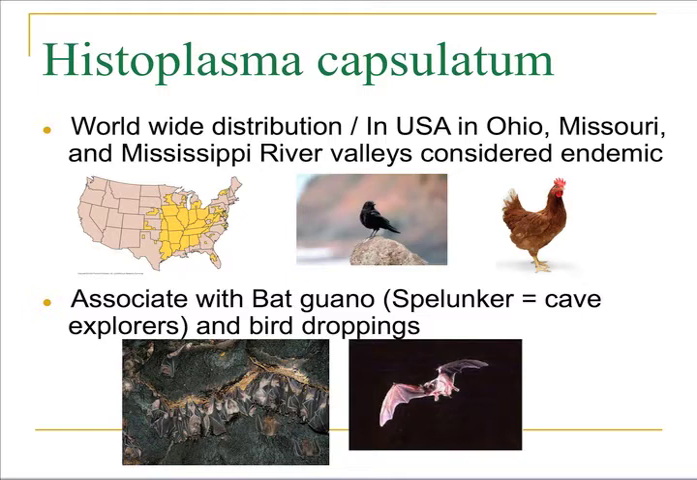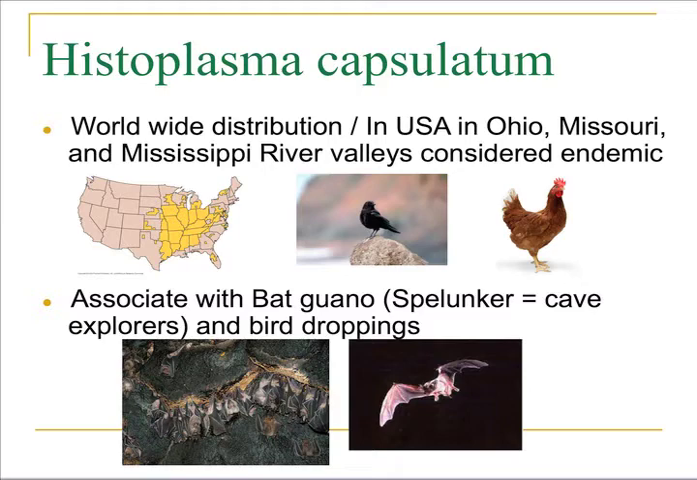This organism is associated with bat guano or bat feces, and it's also associated with people who climb around in caves and are exposed to bat feces. These people are known as spelunkers or cave explorers. It can also be associated with other types of bird droppings, primarily starlings, and also chickens are associated with Histoplasma capsulatum.